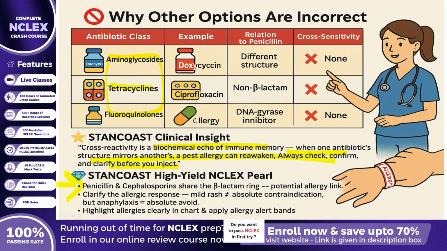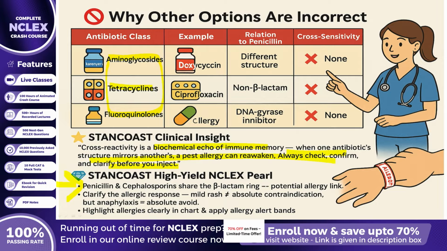Penicillin and cephalosporins share a beta-lactam ring, forming the molecular foundation of cross-allergy risk. Always clarify the nature of the allergic reaction. A mild rash may not absolutely contraindicate cephalosporin use, but a history of anaphylaxis does. Document all allergies in a highly visible manner, apply allergy alert bands, and always have epinephrine, oxygen, and emergency equipment readily available when giving the first cephalosporin dose to a penicillin-allergic client.